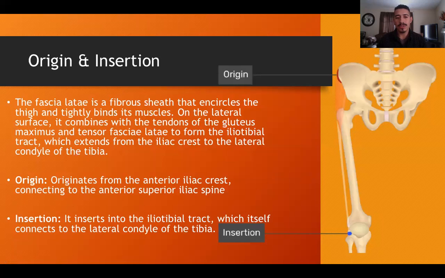Right? The origin is going to originate from the anterior iliac crest, connecting from the anterior superior iliac spine. It's going to insert into the iliotibial tract, which itself connects to the lateral condyle of the tibia. So right here we have an example there. Pretty easy to follow.